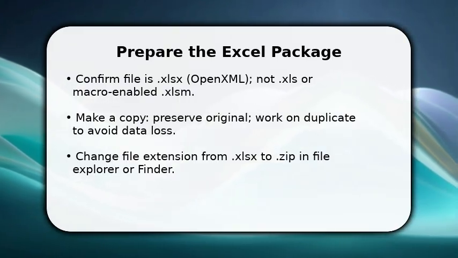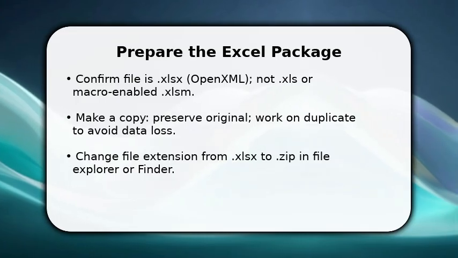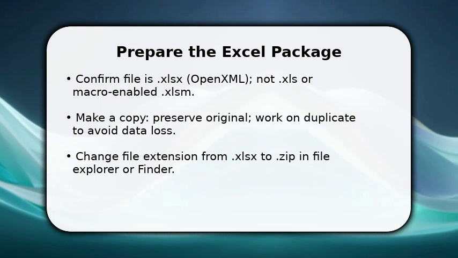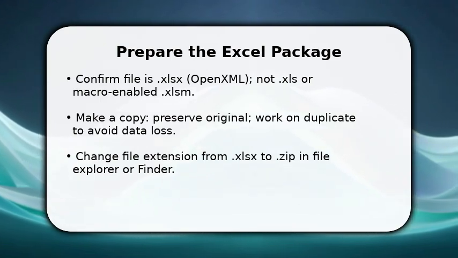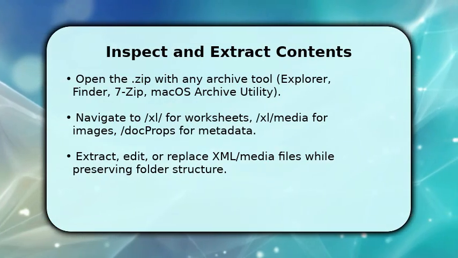You do this because renaming exposes the archive structure, worksheets, media, and styles live inside. By beginning here, you can inspect or extract components without corrupting the original workbook. Once the file is a zip, open it with your preferred archive tool.